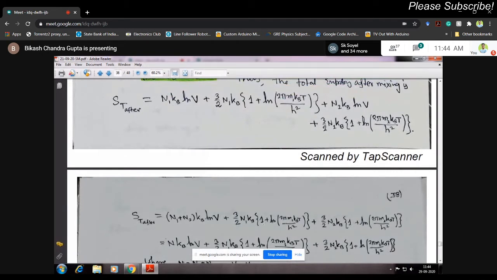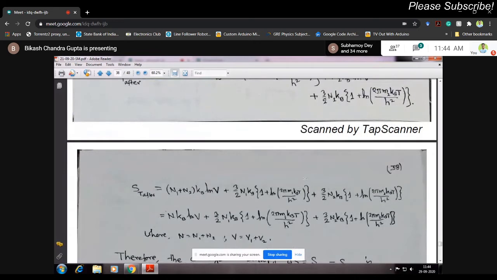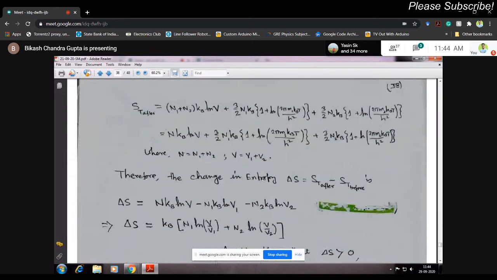Actually, there is nothing to check, right? N1 plus N2, you just add these two terms and there is nothing to check as such. So this and this, so this is common, so N1 plus N2, this. So there is nothing to check.